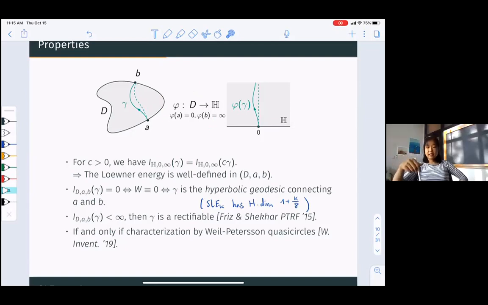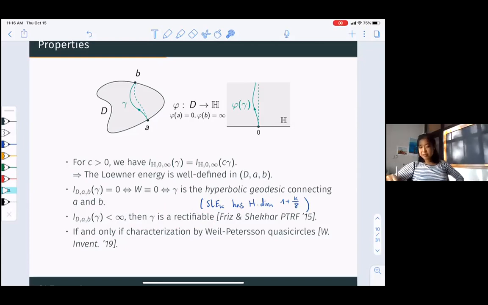All right, and if I have a finite energy chord, we can show that gamma is rectifiable. There are many ways to prove this statement. With this definition of the Loewner energy, this has been shown in a work by Friz and Shekhar. Already here, you see that there is more regularity than SLE itself. For instance, for SLE kappa, it was shown by Vincent Beffara that it has Hausdorff dimension 1 plus kappa over 8. And being rectifiable shows that its Hausdorff dimension is 1.